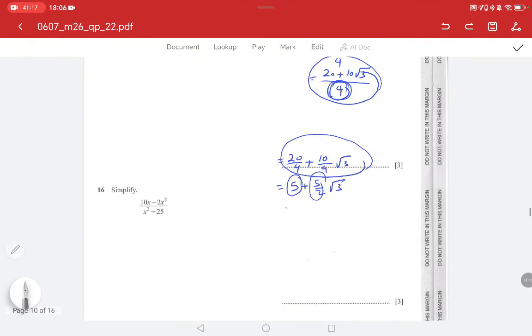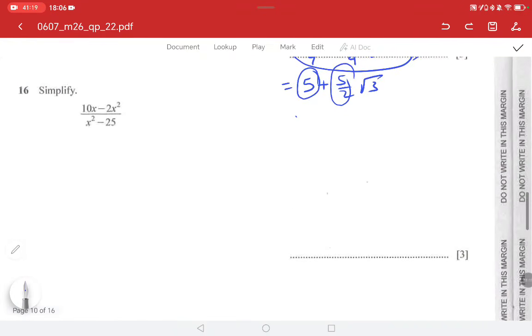Next one, simplify. When you see this type of question, to simplify a fraction, most likely you will cancel something, like cancelling two brackets here and there. So usually start with the easy one. If this is easier for you, start with this one. If this one is easier for you, use this one. So x squared minus 25 is a difference of two squares. When we factorize, it will be x minus 5 and x plus 5. The same numbers, but different signs.